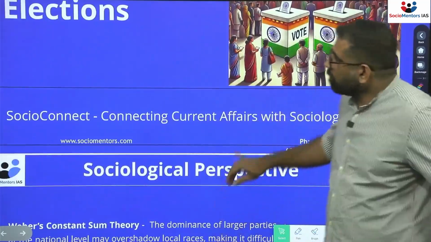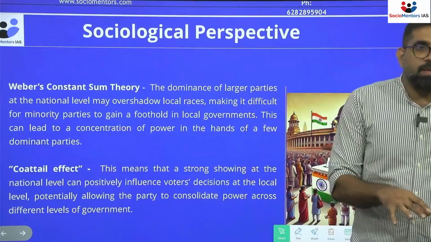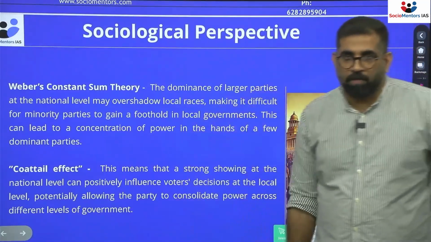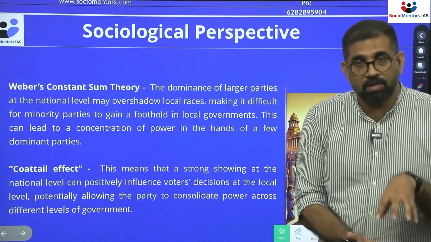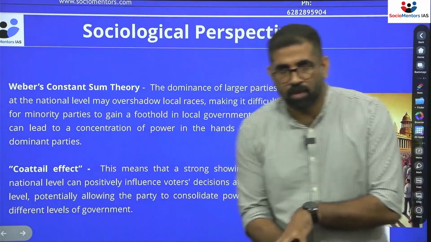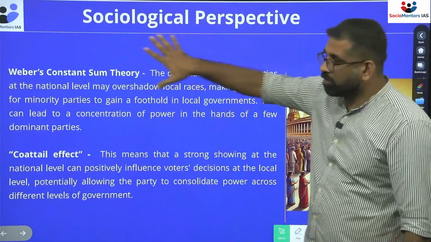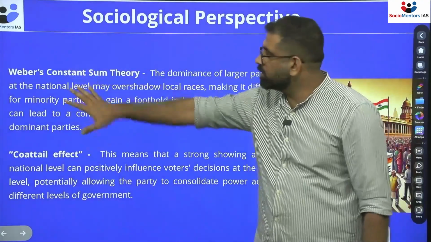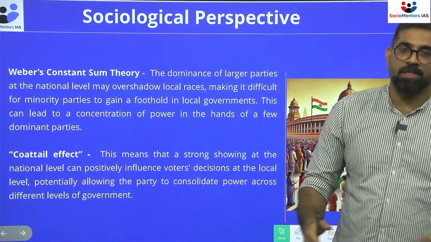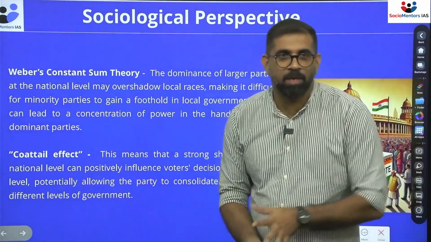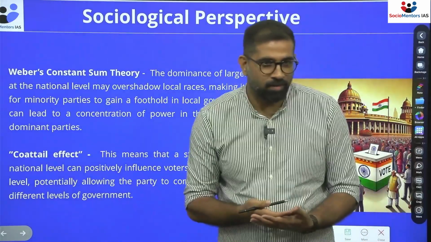Okay, here what we have done is we have tried to explain simultaneous elections using different theories of power. How can we view simultaneous elections from different theories of power that we have learned? Is it clear? So when it comes to a sociological perspective on simultaneous elections, first it is Weber's constant sum theory. How can we connect Weber's constant sum theory into simultaneous elections? What is Weber's constant sum theory of power?